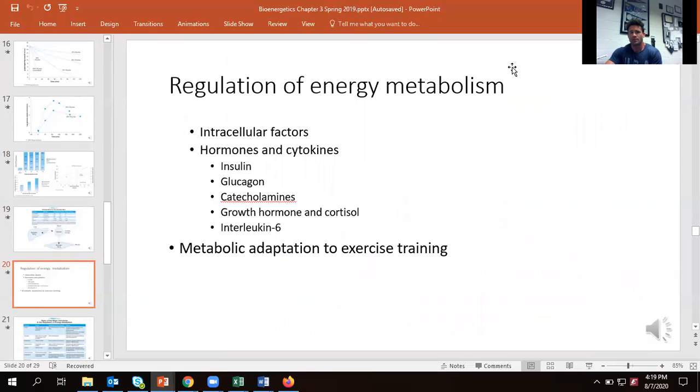So how are we going to regulate this? Well, we have a lot of intracellular factors that are going to do it, and this is through negative feedback. We have a number of hormones that are going to affect our energy availability. Remember, insulin is going to be the one that's helping to store carbohydrate, but it's also going to be limiting our ability to utilize fats as fuel. Glucagon, catecholamines, meaning epinephrine and norepinephrine, growth hormone, and cortisol are all going to help free up energy, along with IL-6, which is going to give us some changes. Now, metabolic adaptation to exercise training: the more that we train, specifically the energy systems that we train within, the better we're going to be at using them.